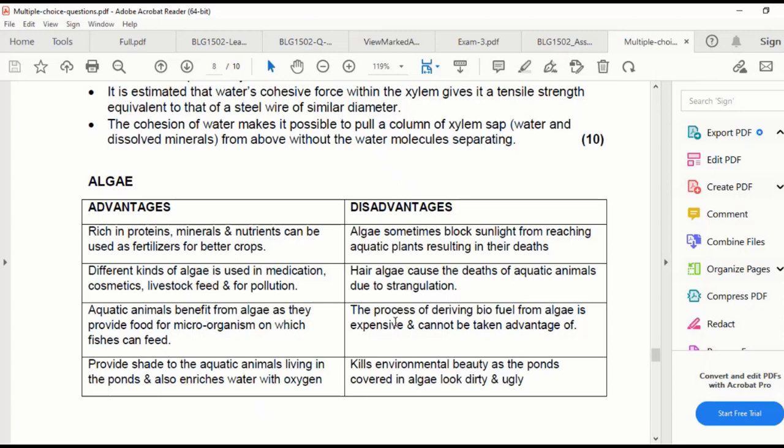The process of deriving biofuel from algae is expensive and cannot be taken advantage of. It also provides shade, but on the other hand, it can kill because it's blocking the sun. But on the other hand, it's necessary because too much sunlight is not needed. So it provides aquatic shade to the aquatic animals living in the ponds and also enriches water with oxygen. It kills environmental beauty, as ponds covered in algae look dirty and ugly.